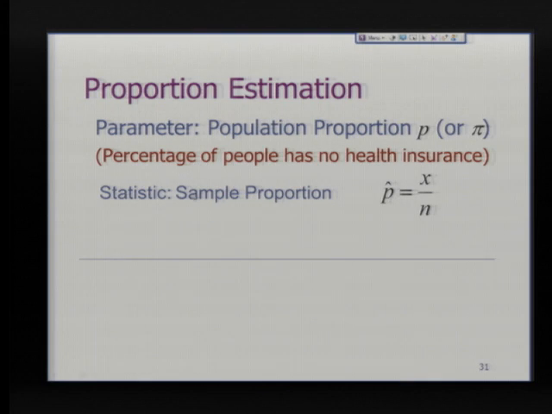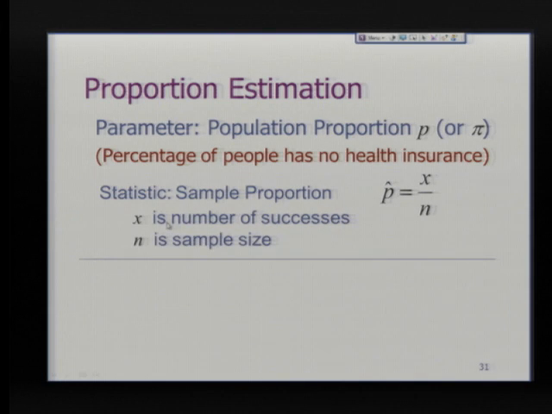So what I do is I take a random sample of size n and find out that X of them actually have no insurance. So X divided by n gives me the proportion of people who have no insurance from the sample. So I call it the sample proportion, okay? So I hope you understand the meaning of X and n, right? That gives us the sample proportion.